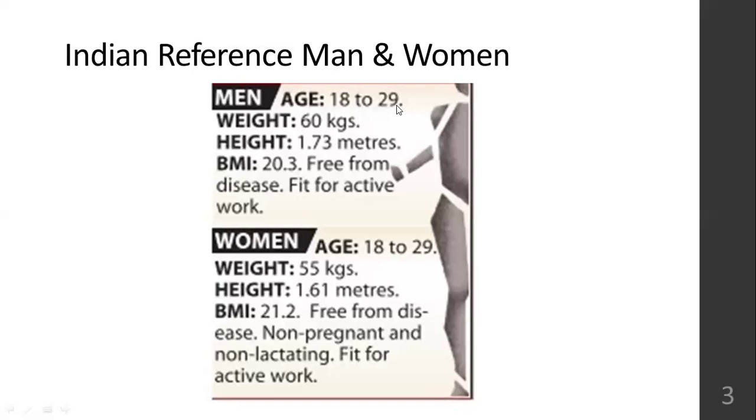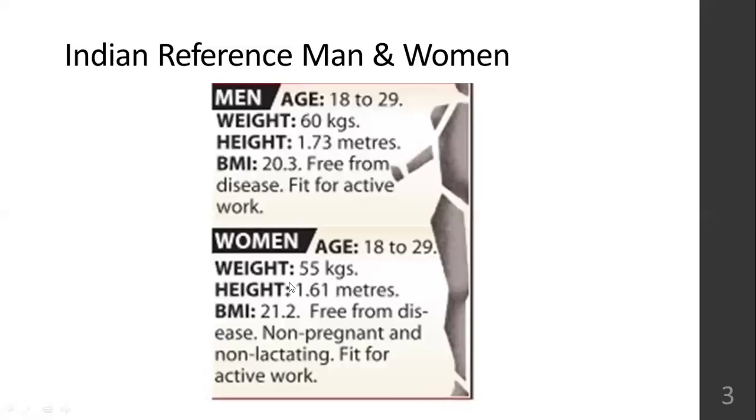Coming to the average Indian reference woman's weight, it's 55 kg. Height is 151 centimeter. Here they have given 161 centimeter. It's not that. It is 10 centimeter less. So it is 151 centimeter in height, 55 kg. And age is also 19 to 39. It's no more 18 to 29. It is 19 to 39 now.